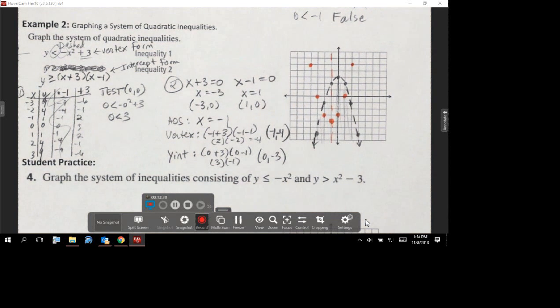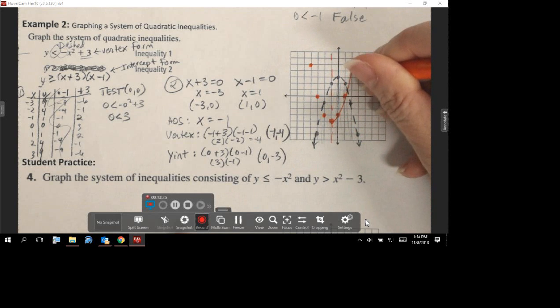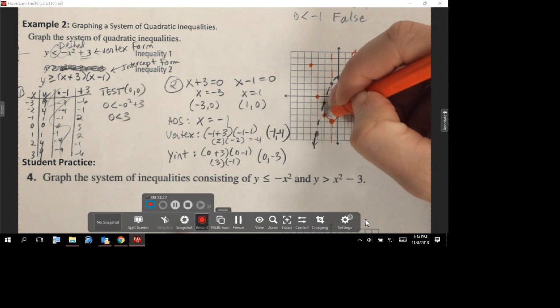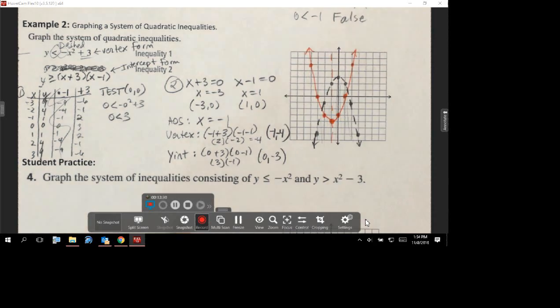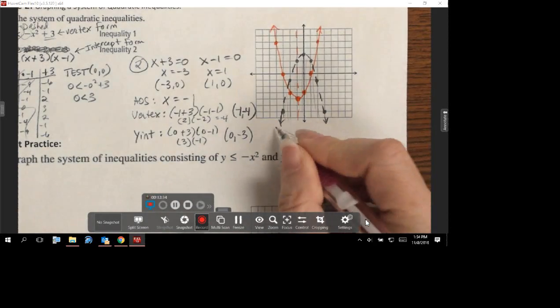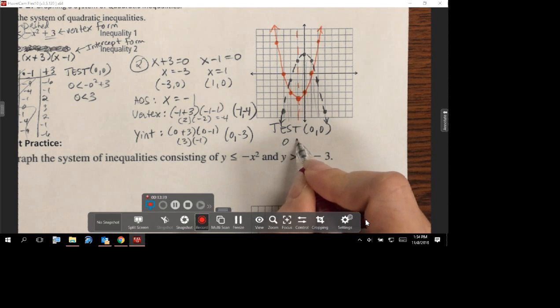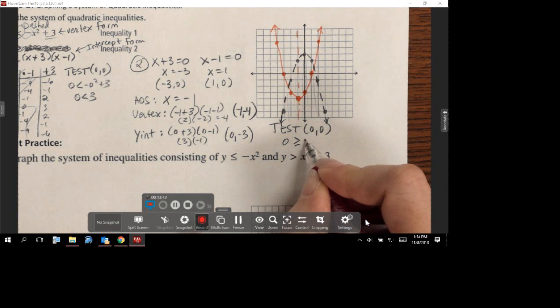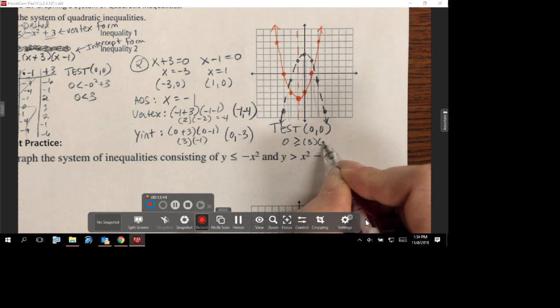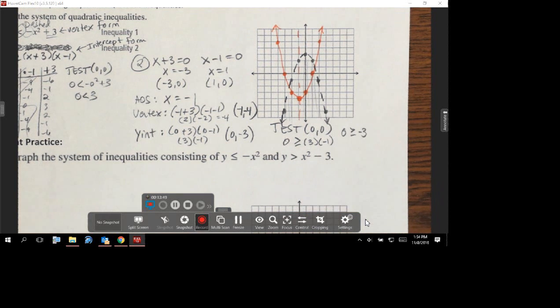Is this one solid or dashed? Solid. And then we need to test a point. What point could I test? Sounds good to me. I get that 0 is greater than or equal to -3.